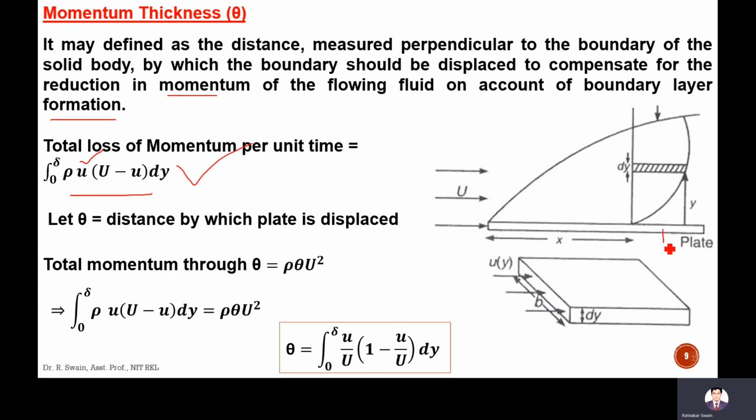If you displace, then total momentum will be through this theta thickness. It will be rho into theta into capital U square, and this will be equal because this value is compensating this value. So both are equal. After simplifying, we can get theta, that is momentum thickness, equal to integration of 0 to delta, u by capital U whole into 1 minus small u by capital U into dy. So this is the expression for momentum thickness.